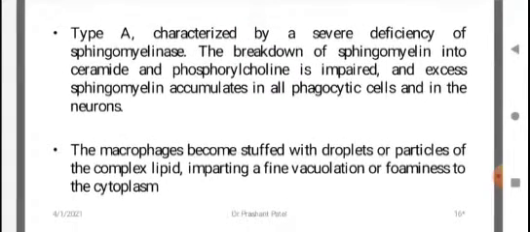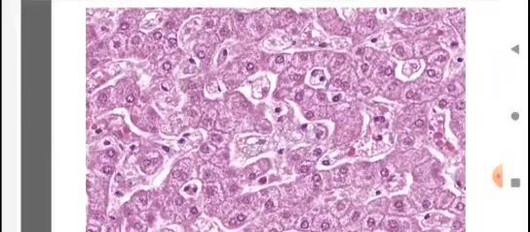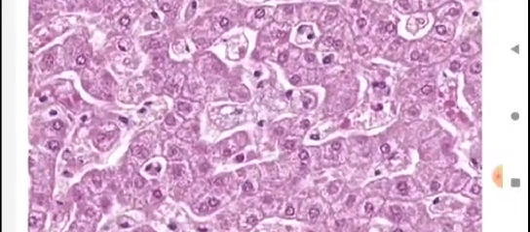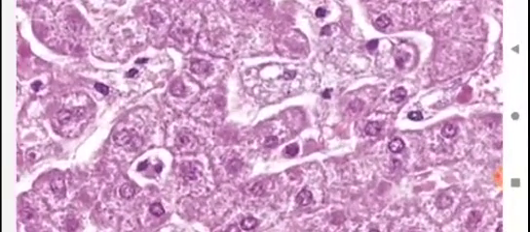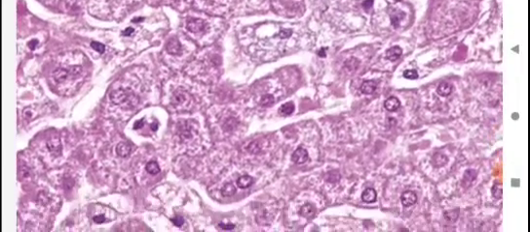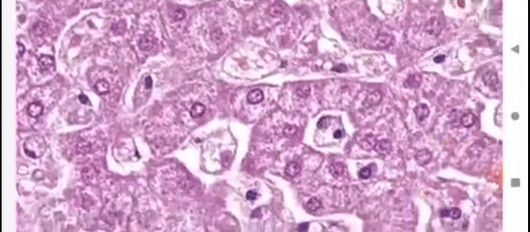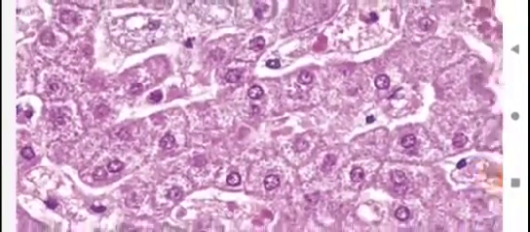The macrophages become stuffed with droplets of particles of complex lipid, imparting a fine vacuolation or foaminess to the cytoplasm. Here you can see a liver biopsy of Niemann-Pick disease. The hepatocytes are distended and show fine vacuolization or foaminess of the cytoplasm. In all these cells of Niemann-Pick disease, the cytoplasm is distended and vacuolated.